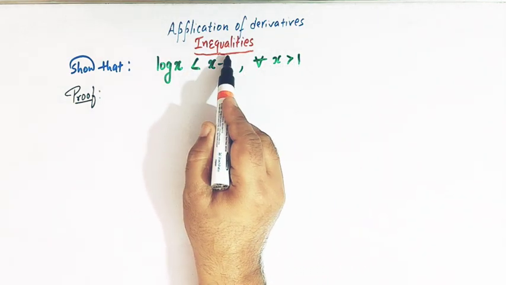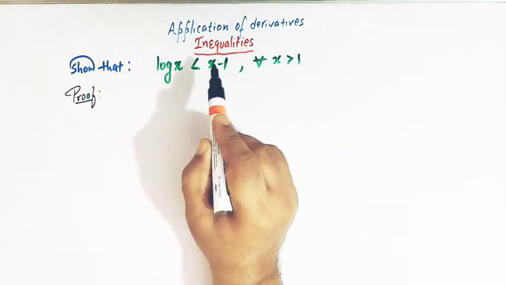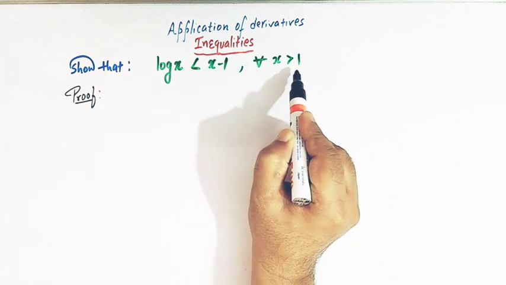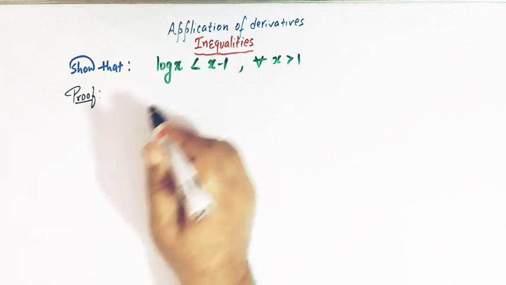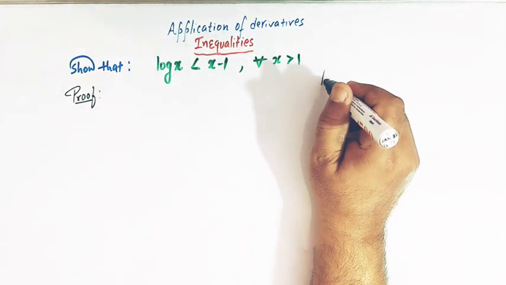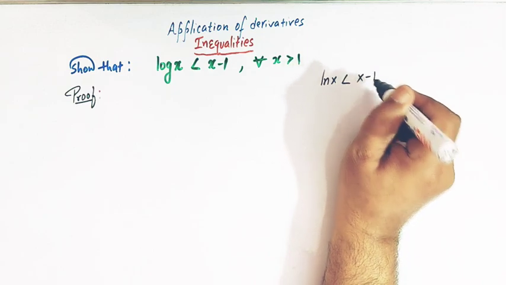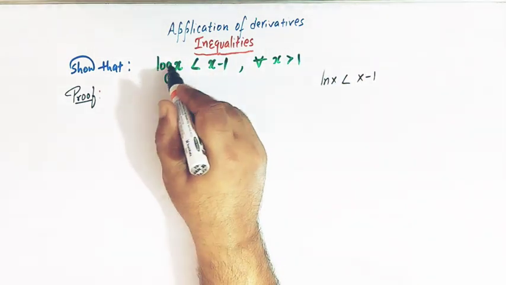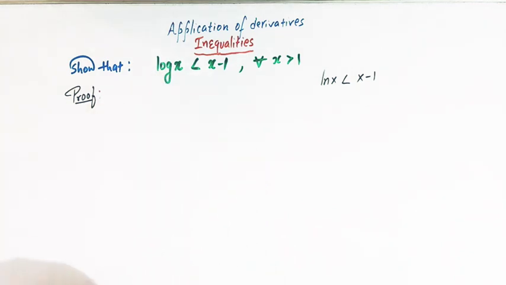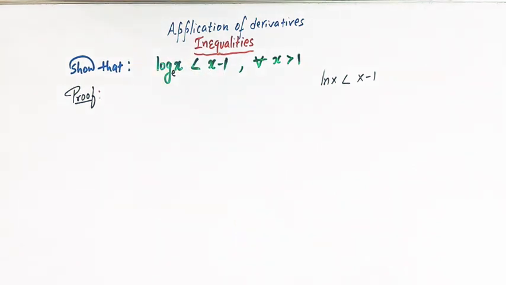So here we have to show that the logarithm of x is always less than x minus 1 for all values of x greater than 1, right? So here we can also rewrite this inequality as ln x is less than x minus 1, right? So here the notation log is for the natural log, so the base is e. So let us start.